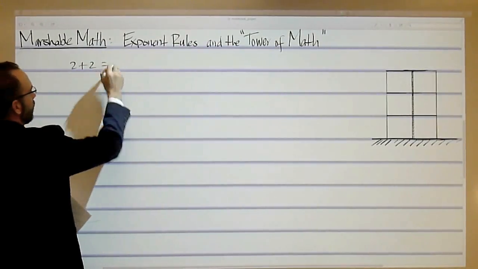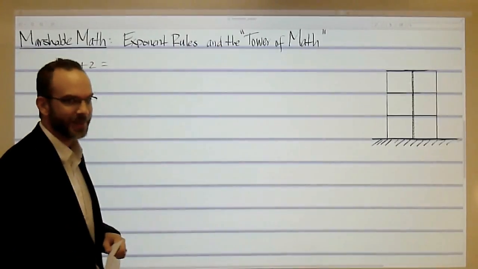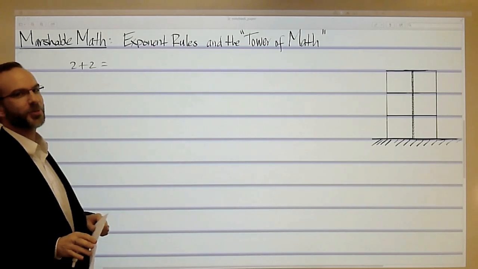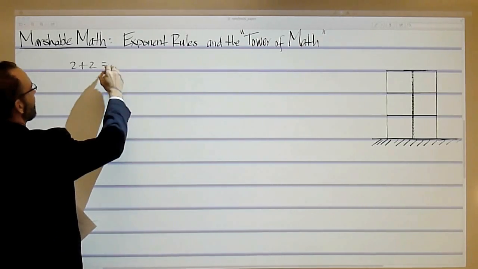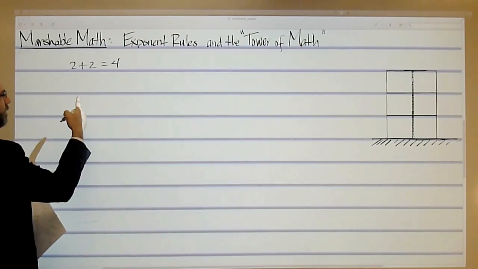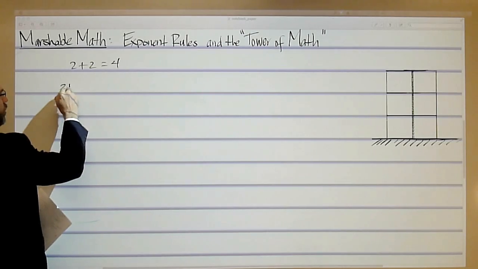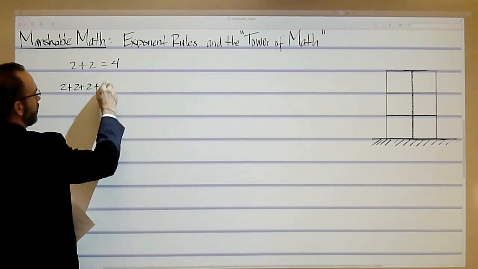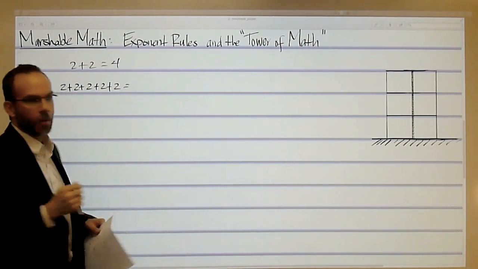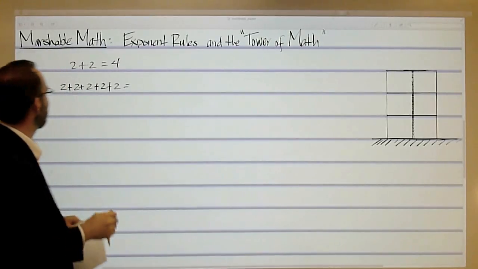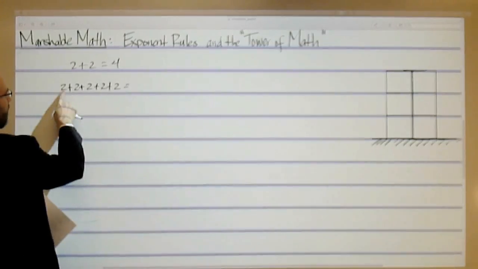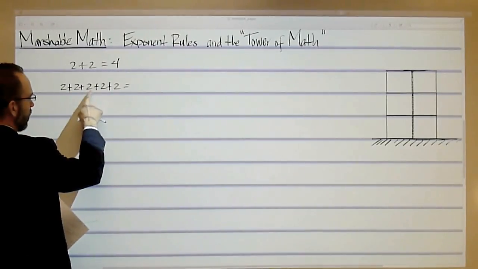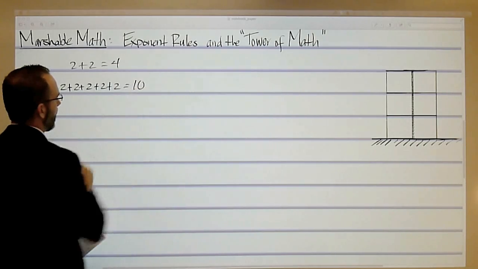What if I had something like 2 plus 2? Can you tell me what the answer might be? Don't worry, I trust that you all have this memorized by now. The answer would of course be 4. But what if I had lots of 2's? 2 plus 2 plus 2 plus 2 plus 2. What is that? You might add them all up. 2 plus 2 is 4, plus 2 more, 10.